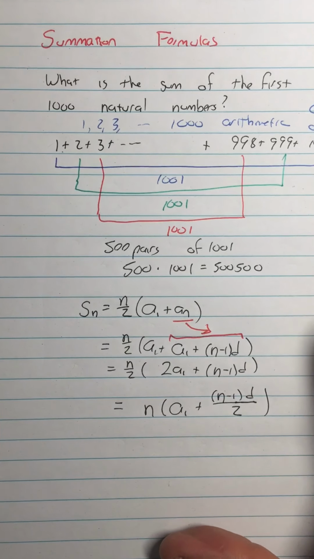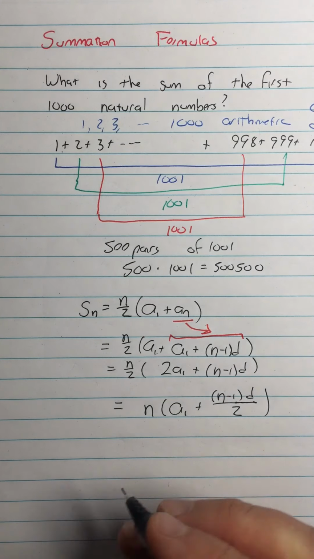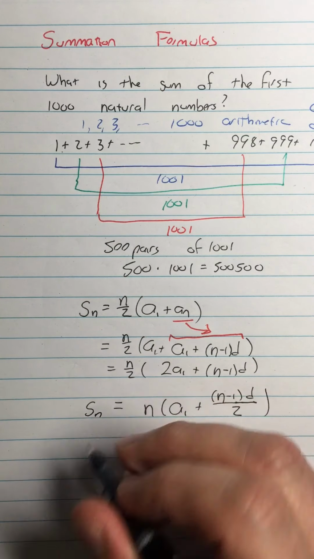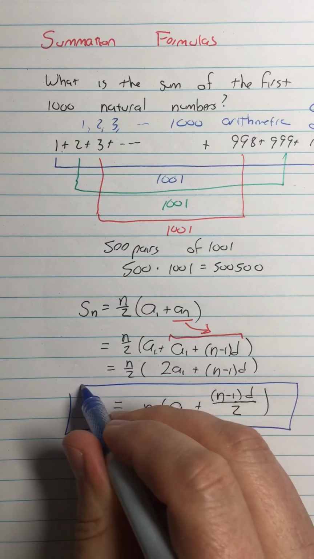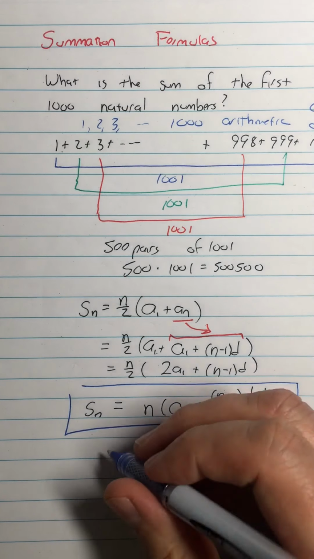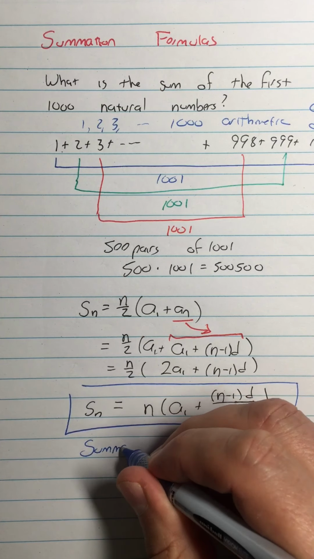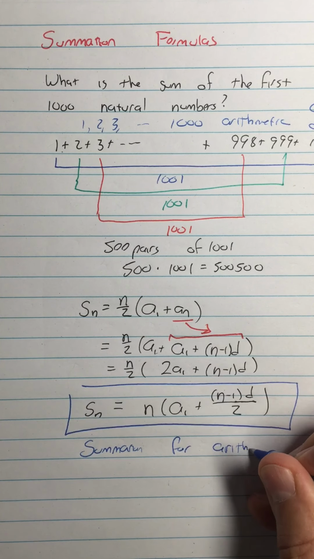But arithmetic sequences are not going to turn out to be as exciting to us as geometric sequences. So we're not going to use this one terribly a lot. But if we do, this is the form that we're going to use for the summation formula for arithmetic sequence. All right, so this is the summation for arithmetic sequence.